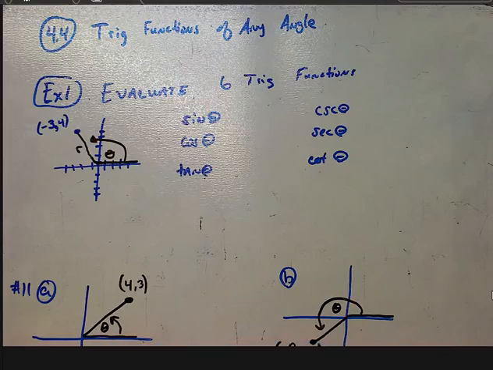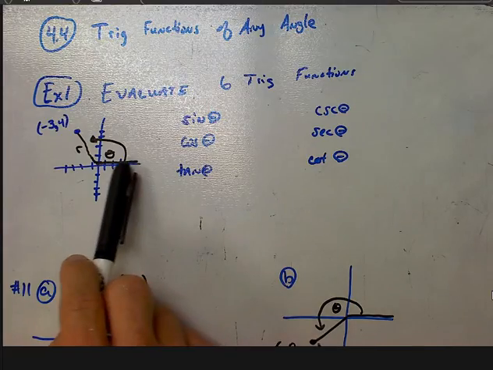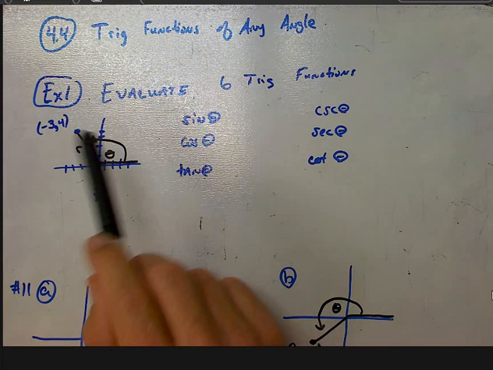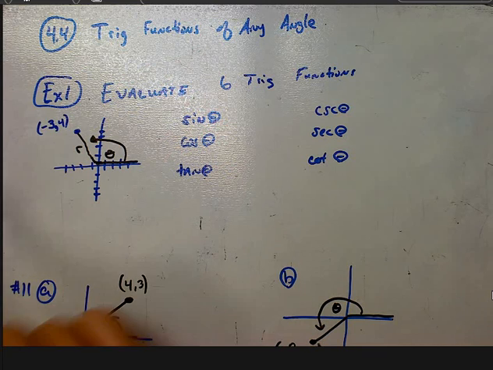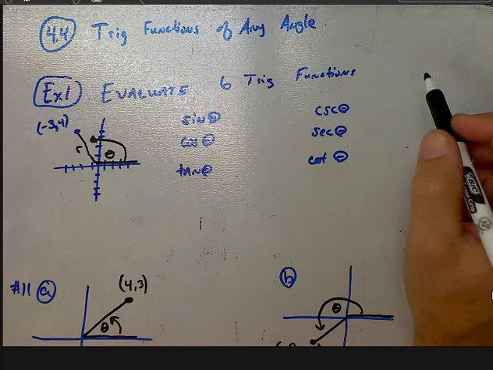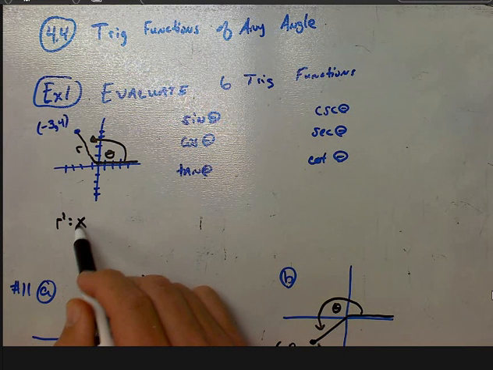Okay, 4.4, example 1. We're going to evaluate trig functions with any angle. And so we have this angle theta that's created by the 0 x-axis and this line that goes to negative 3 comma 4. The line segment that goes to negative 3 comma 4 is known as r. And we have to find the value of r. So the first step is to write that r squared equals x squared plus y squared.